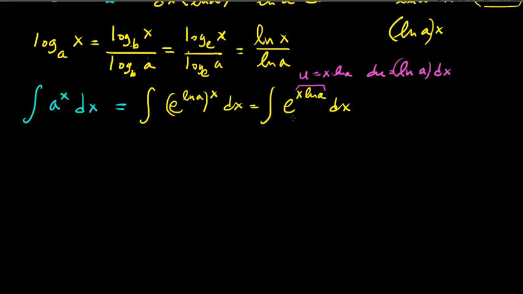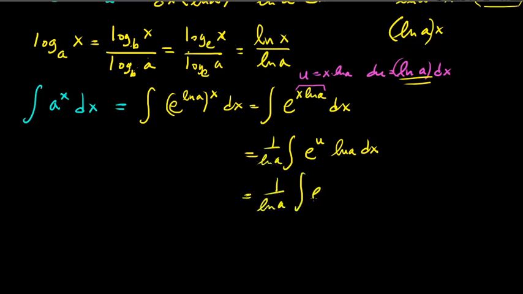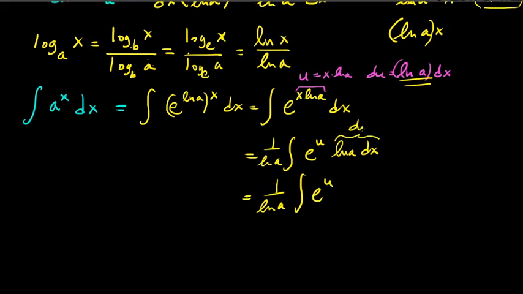So to do this substitution, this is just going to be e to the u, and then, to put in the log of a dx, I also need to divide by log of a on the outside. So we have 1 over log a, the integral of e to the u, and then this here is just du.